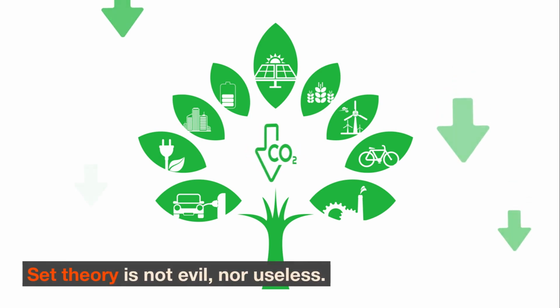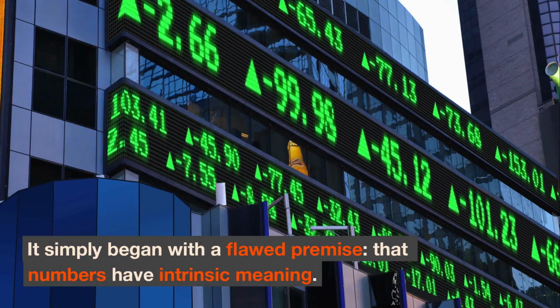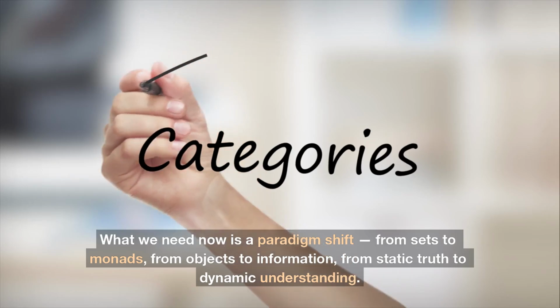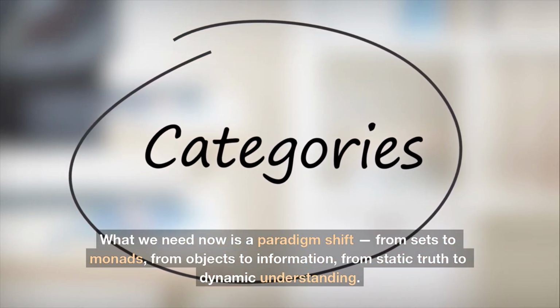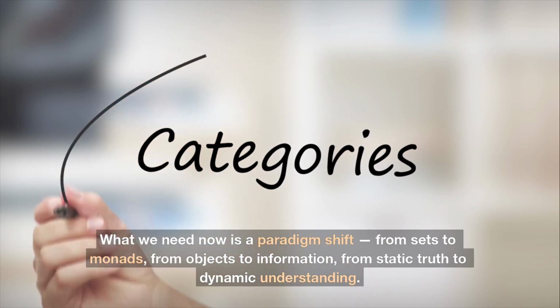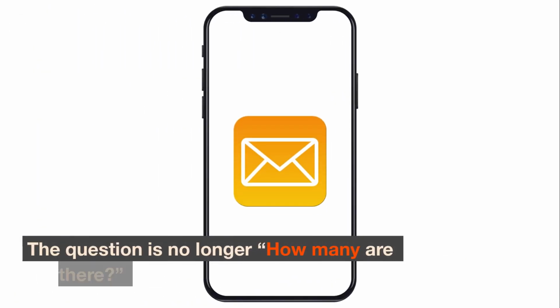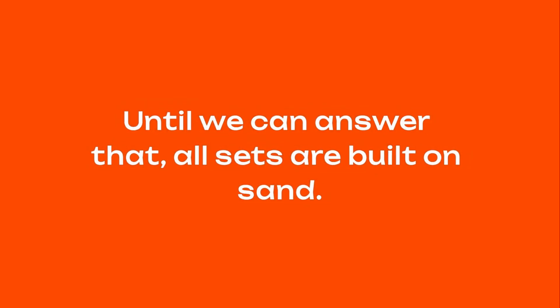Set theory is not evil, nor useless. It simply began with a flawed premise, that numbers have intrinsic meaning. What we need now is a paradigm shift, from sets to monads, from objects to information, from static truth to dynamic understanding. The question is no longer, how many are there? But rather, how much is one, and of what? Until we can answer that, all sets are built on sand.